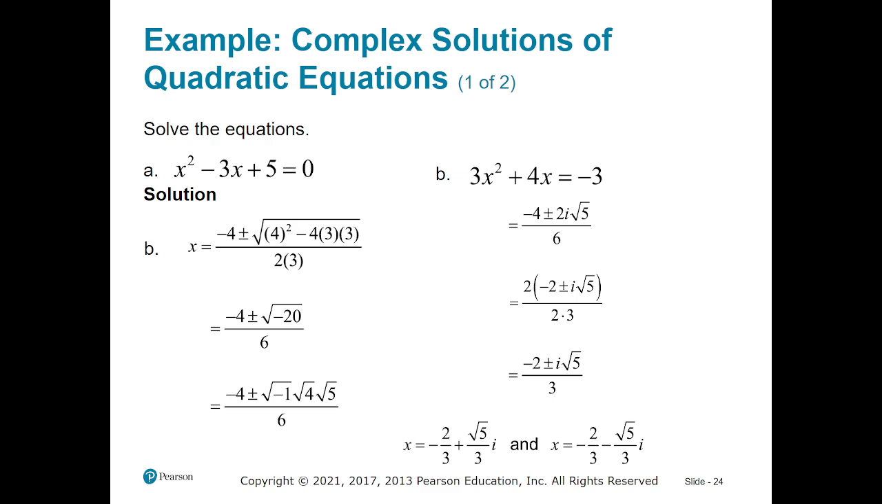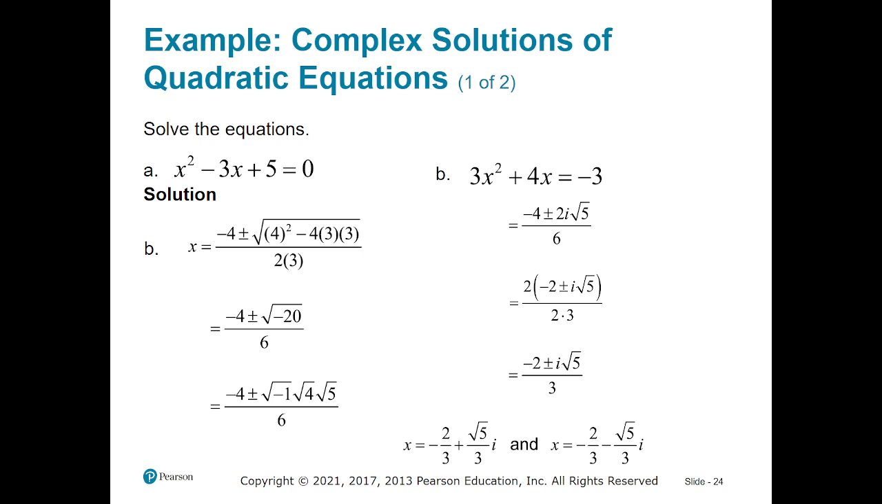Right? And then using our product rule for these square roots, we'll have the square root of negative 1 times the square root of 4 times the square root of 5. Okay, simplifying that gives us 2i square root of 5. So the square root of negative 20 is 2i square root of 5. Okay, that means our solution x is negative 4 plus or minus 2i square root of 5 all over 6.